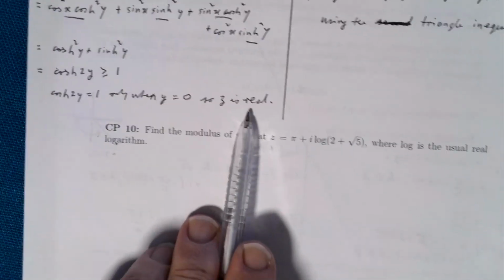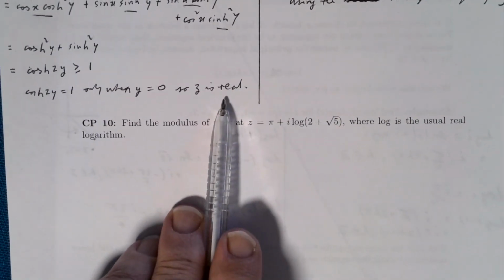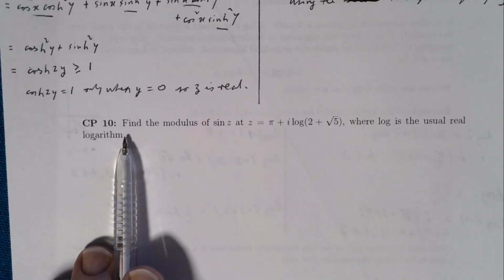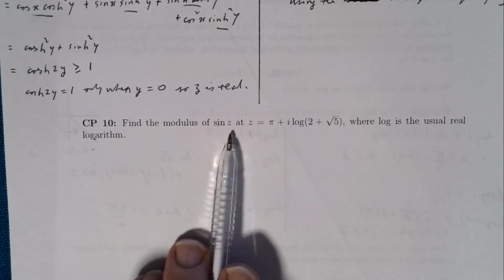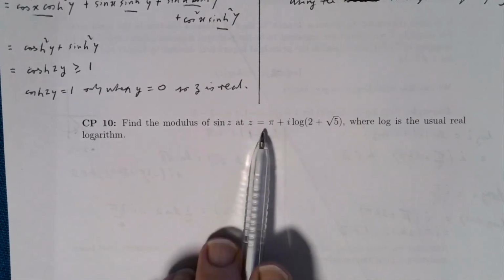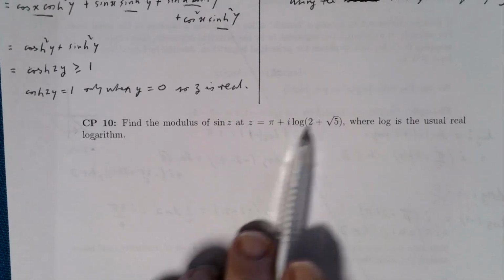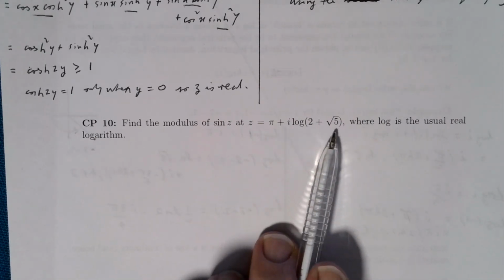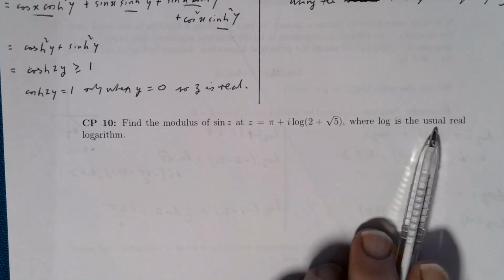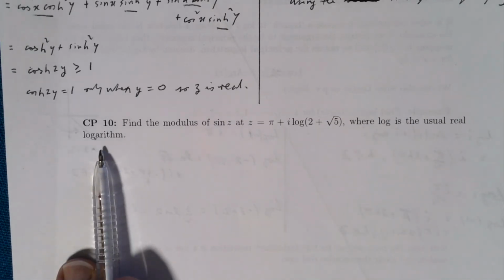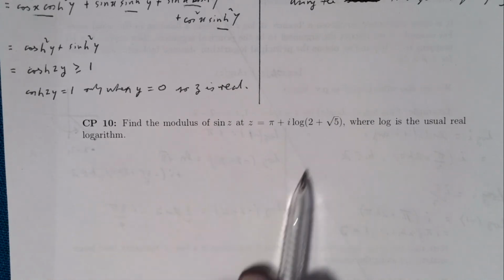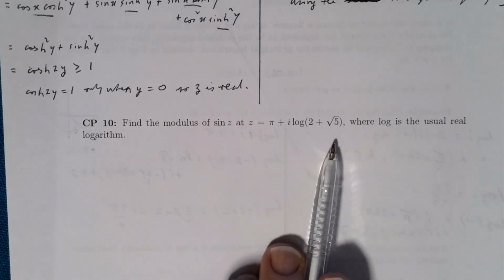If you want to play with a little challenge problem, here I give you: find the modulus of sine of z at z equals pi plus i log of 2 plus root 5, where this log is the usual real logarithm. So there's a little extra challenge problem to find the modulus of sine z at this complex number. And that is the end of this section.